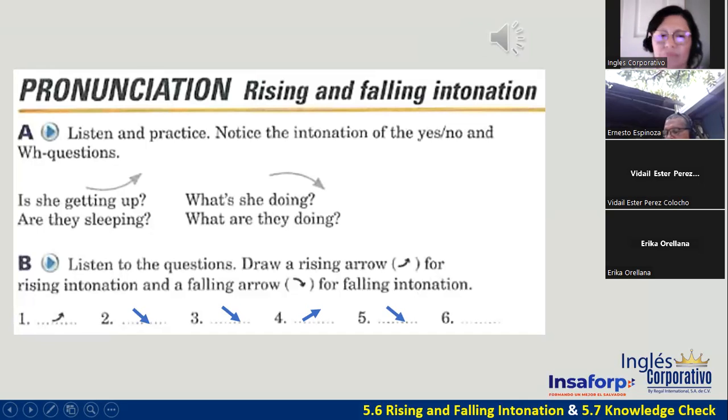Six. Are you from Thailand? What do you think? Rising or falling? Rising. Mm-hmm, that's right, right? It's rising. Very good. Excellent.